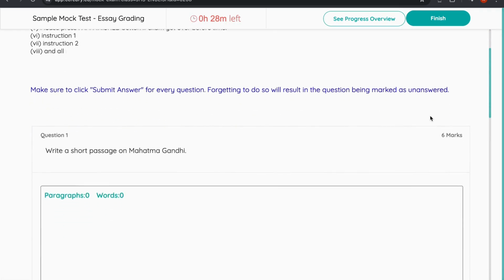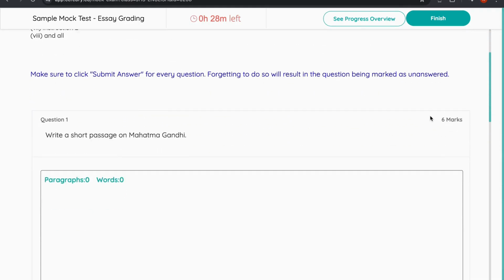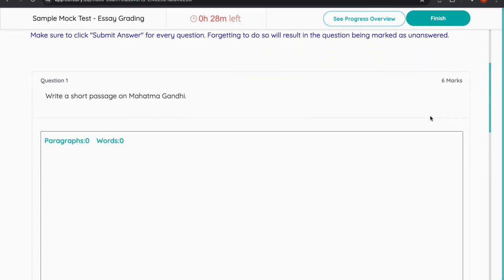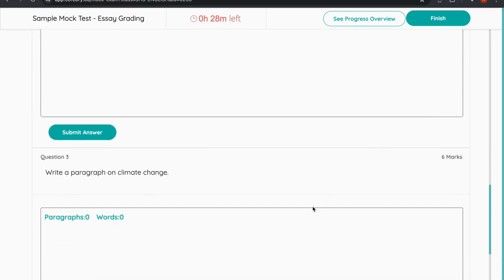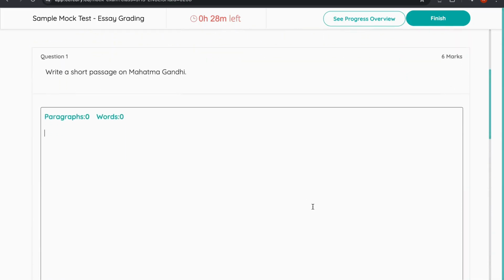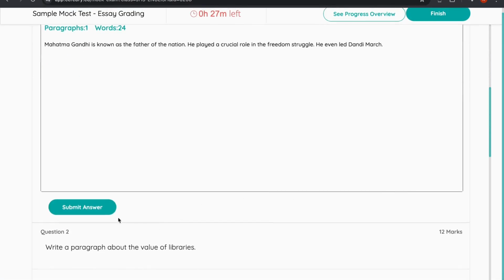For example, this is a test where I have to write an essay on a short passage on Mahatma Gandhi, or write a paragraph about the value of libraries, write a paragraph on climate change, etc. Let me submit this answer.